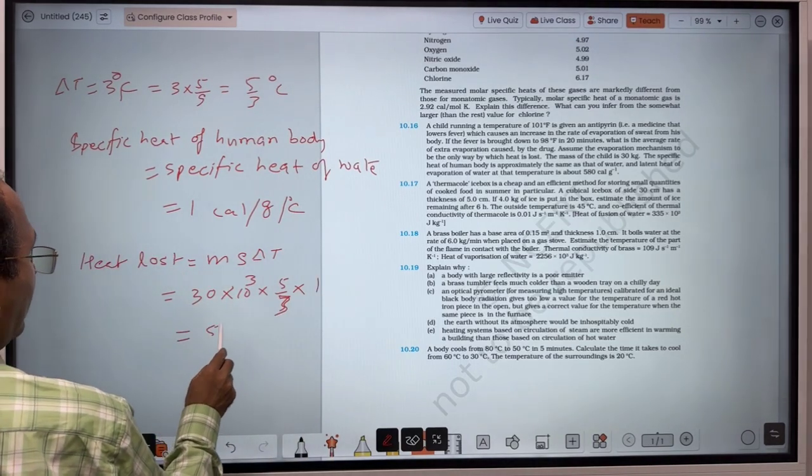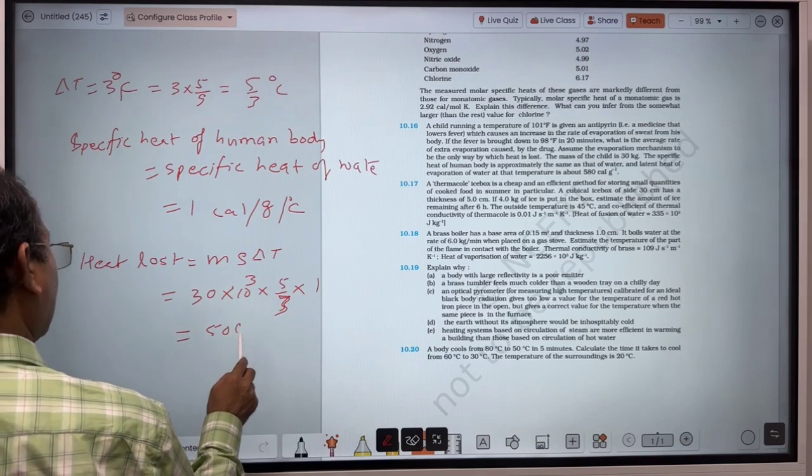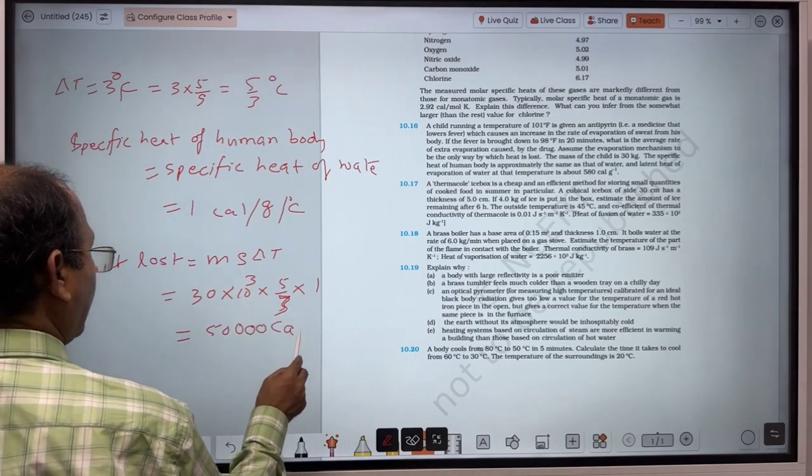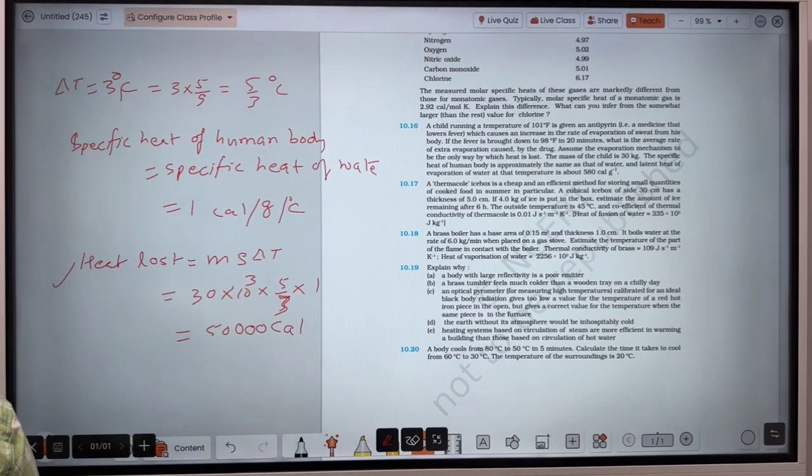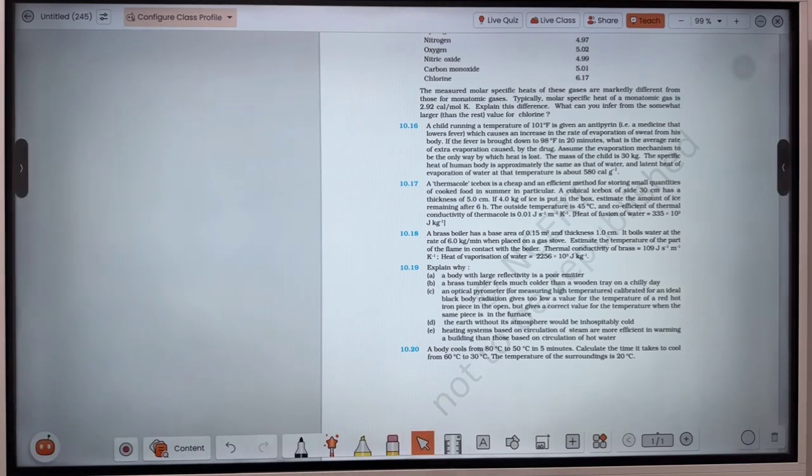So it will become around 50,000 calorie. Correct? So this is heat lost. Now here heat gained by the sweat, because sweat will evaporate without changing temperature. So we will apply concept of latent heat.